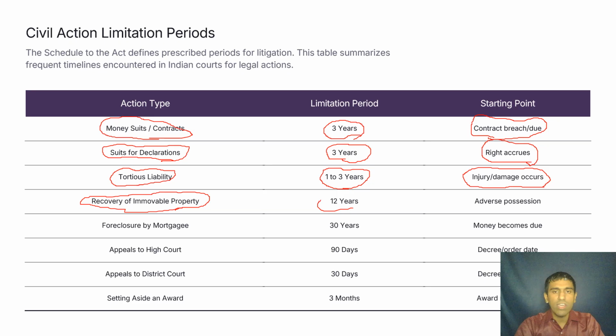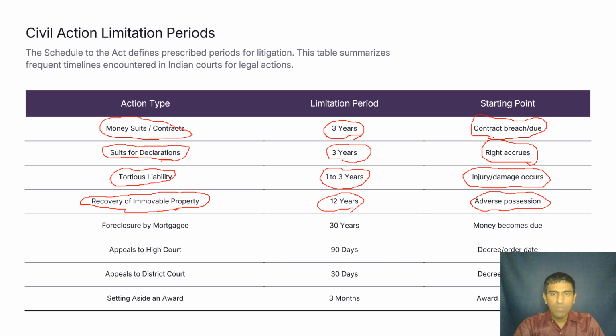It is 12 years. And what is the starting point of such limitation period? Starting point is the date of adverse possession, as in from the day when you fully repaid the loan, but the party still continues to hold on to said property without returning it. From that date onwards, the limitation period starts, essentially adverse possession.